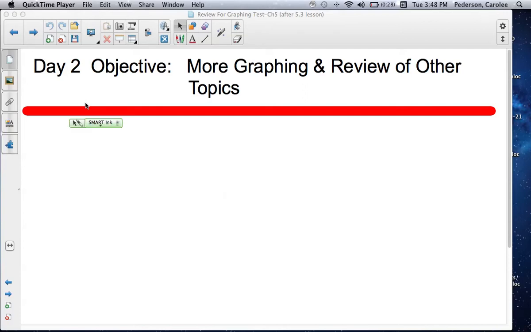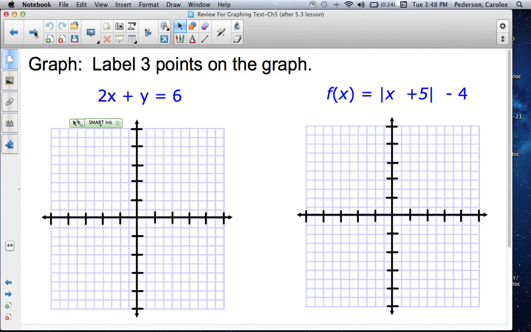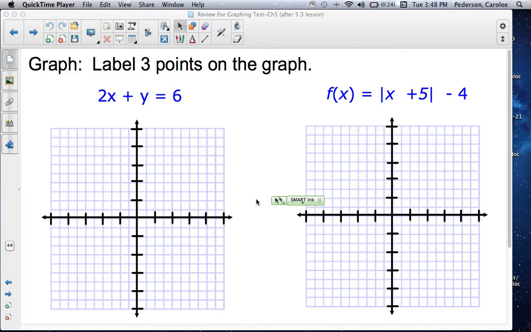This is day 2 of the review of 5.1 to 5.3 part 1. We are going to review more graphing and other topics from this school year. Here are a couple graphs for us to graph. We want to graph first the left example, and we want to identify 3 points on the graph.